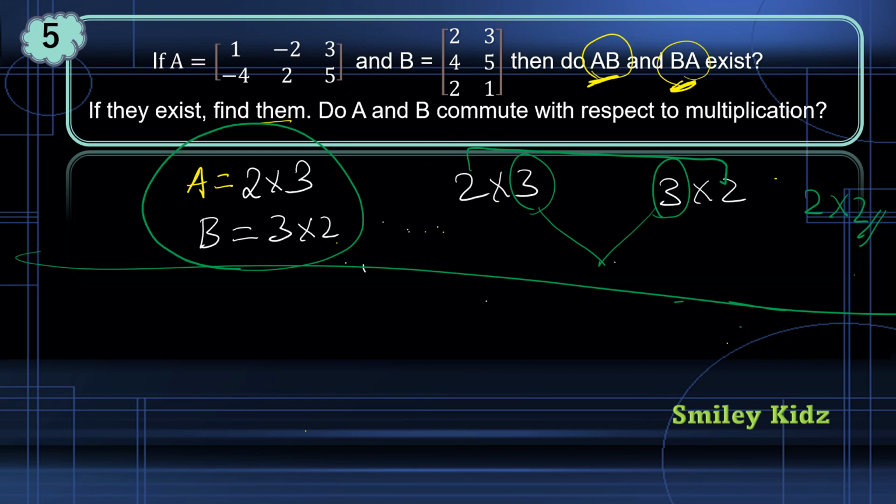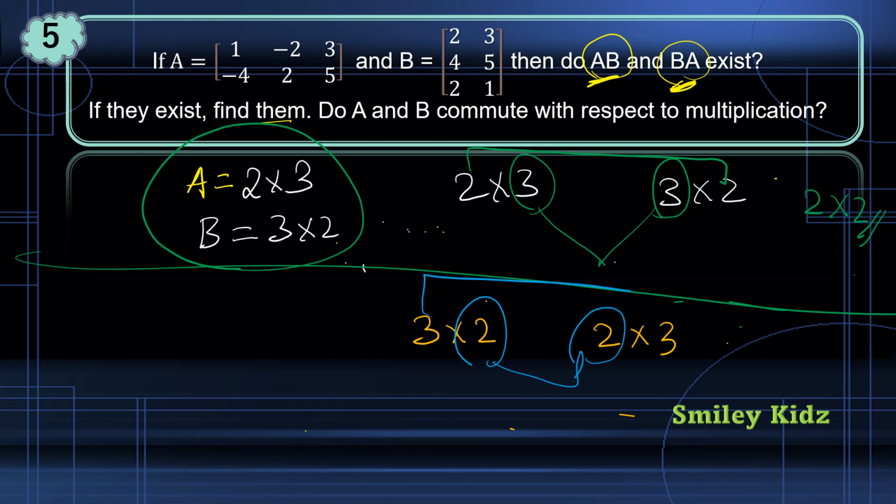Now if I have to talk about BA, that will be 3 by 2 and 2 by 3. If you look at their interiors, they are the same, so multiplication is possible, and their output will be of the order 3 by 3. Fine, so AB and BA exist. Now if they exist, find them. So you're simply going to find AB and BA.